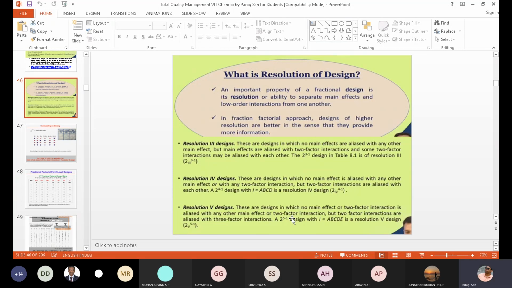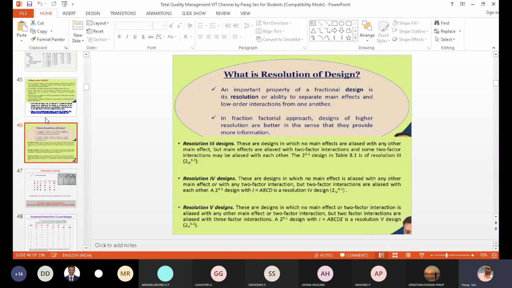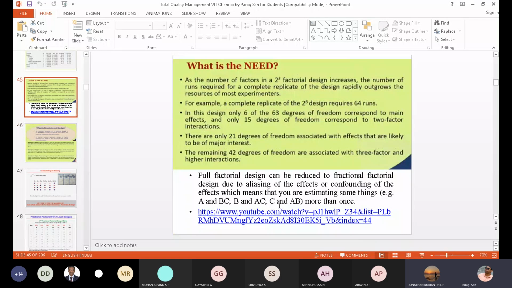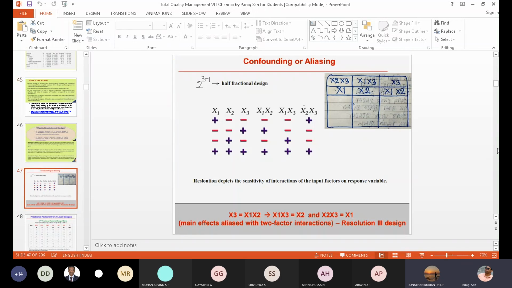This is actually due to the aliasing effect or the confounding effect. Aliasing effect or confounding effect is nothing but the same things being eliminated. So resolution basically depicts the sensitivity of interactions of the input factors on the response variable.